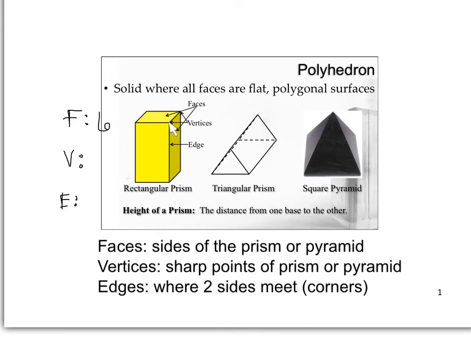Now, vertices, the little sharp points. There are 4 up top, 1, 2, 3, and 4. And there are 4 on the bottom, 1, 2, 3, and 4. So there are a total of 8 vertices, or 8 sharp points.